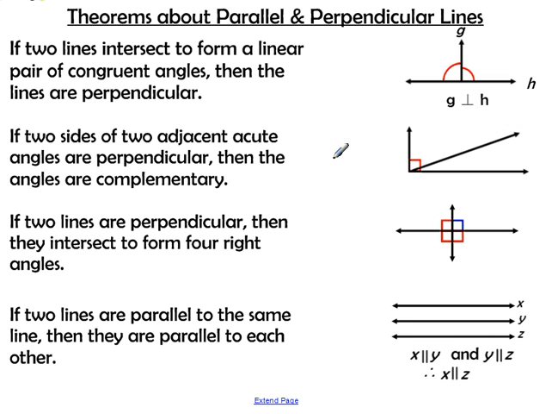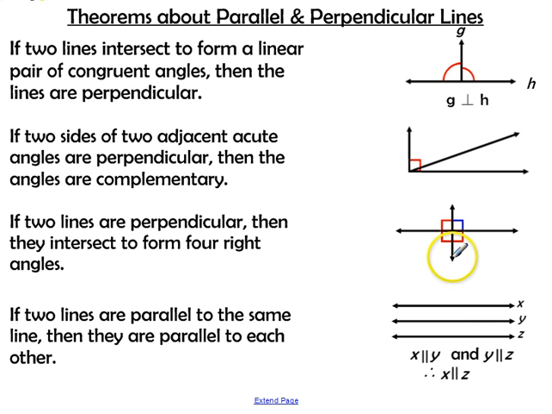If two sides of two adjacent acute angles are perpendicular, then the angles are complementary. So if we have two adjacent angles and the non-common sides are perpendicular, meaning they intersect to form a right angle, then those two angles have to be complementary, because by definition, complementary means that the two angles will add up to 90 degrees.